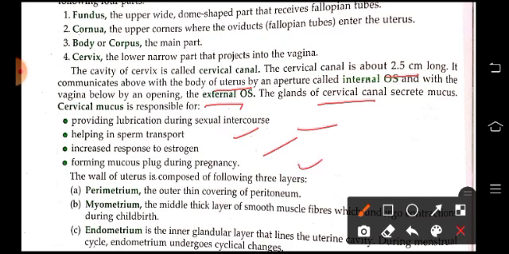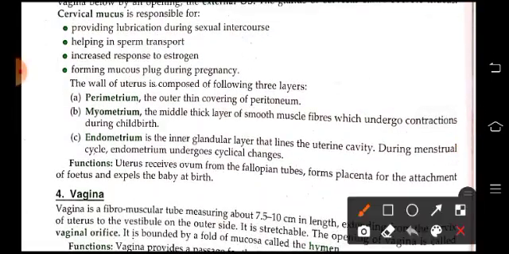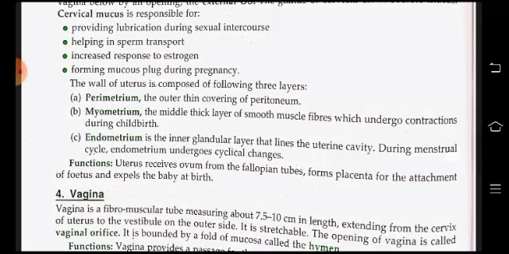Now, the wall of the uterus has three main layers: the perimetrium, myometrium, and endometrium. So, what is the function of this uterus? It receives the ovum from the fallopian tubes, forms the placenta for the attachment of the fetus, and expels the baby at birth.